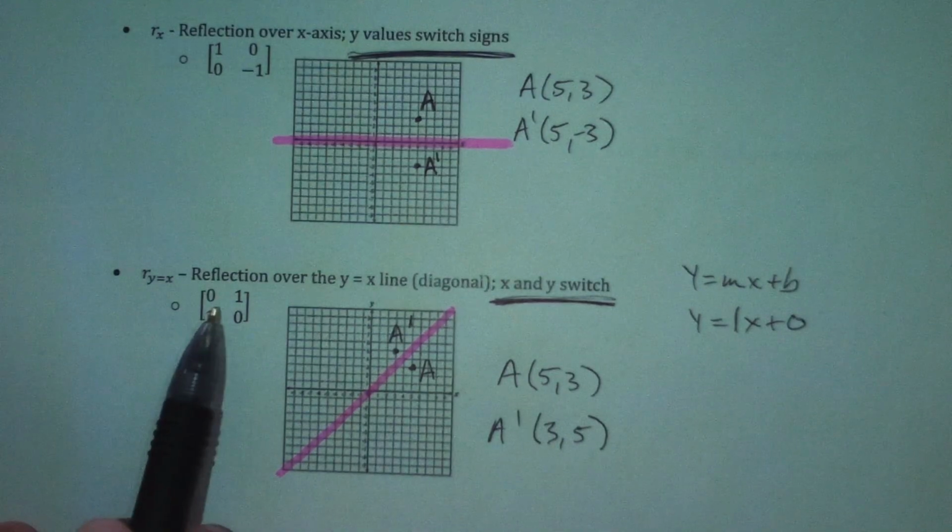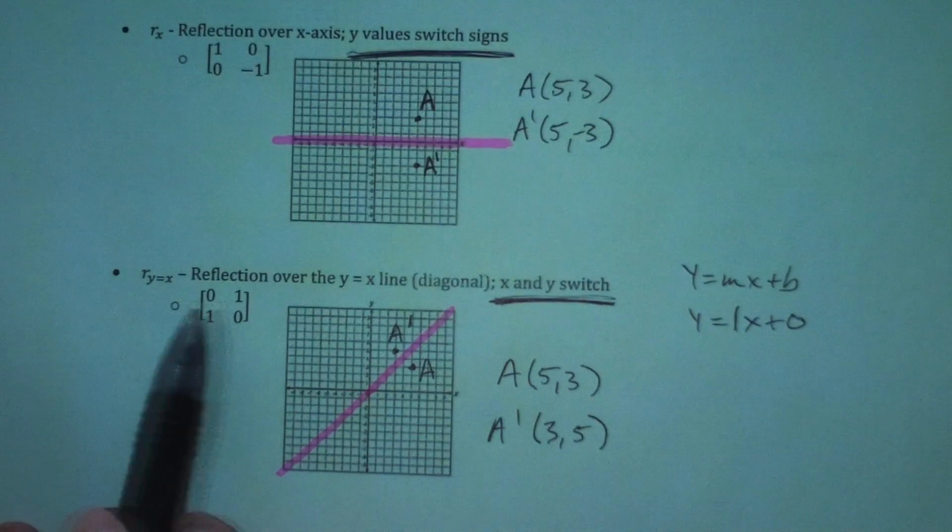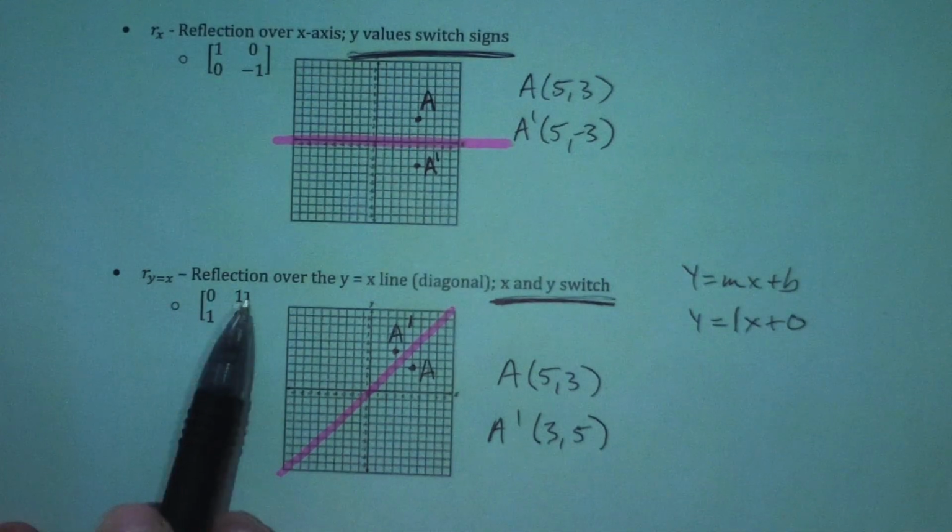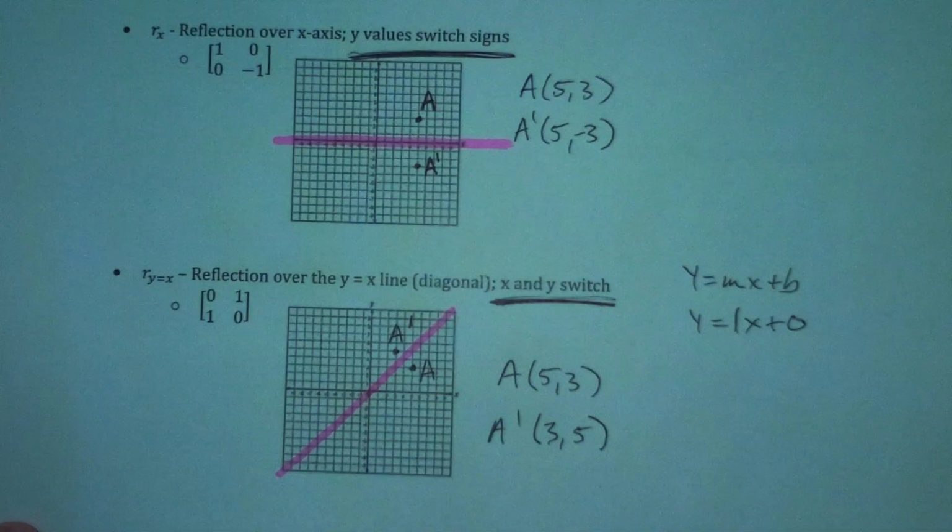Okay, so we just got one more to do, and then we'll do an example of that. So this is the last graph one to do.